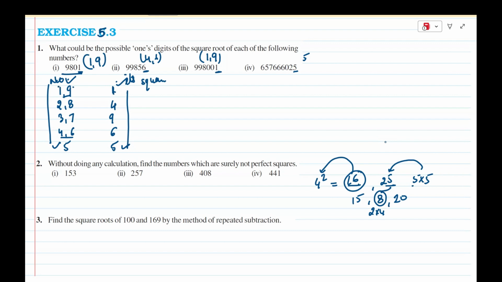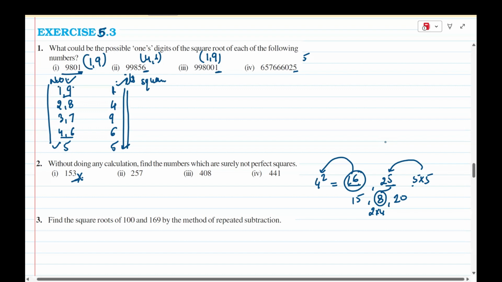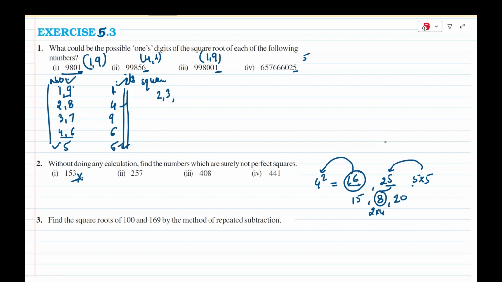So here they are saying, find the numbers which are surely not perfect squares. See, none of the perfect squares ends with 3. So this cannot be a perfect square. Which digits do I not have? I have 1. I do not have 2 and 3. I have 4, 5 and 6. 7 and 8 are also not there. So if a number ends with 2, 3, 7 or 8, it is definitely not a perfect square.